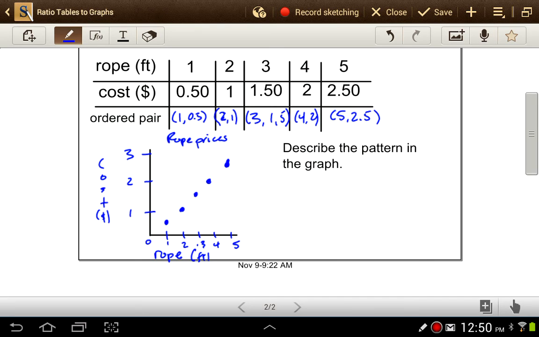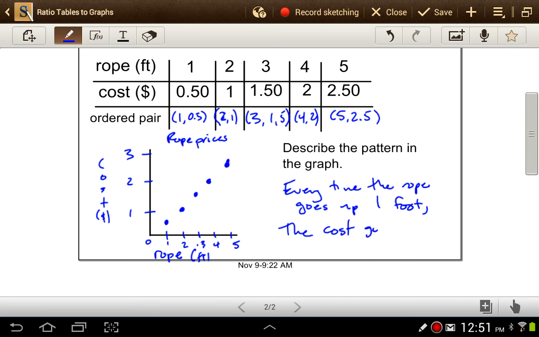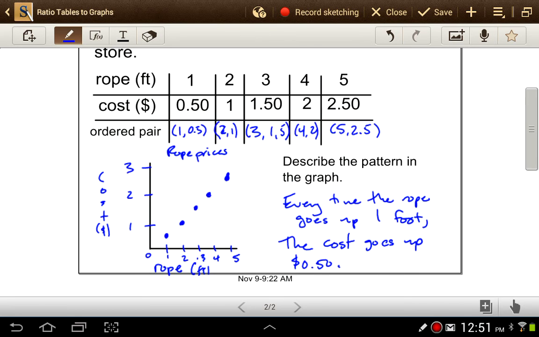Now my next question says to describe the pattern in the graph. What's the pattern? Well, every time the rope goes up 1 foot, the cost goes up 50 cents. You're just trying to see the relationship. The rope's going up plus 1 each time: plus 1, plus 1, plus 1, plus 1. And the cost is going up 50 cents, plus 0.5 every time. That's how you're going from one category to the next. And that's how you do that.